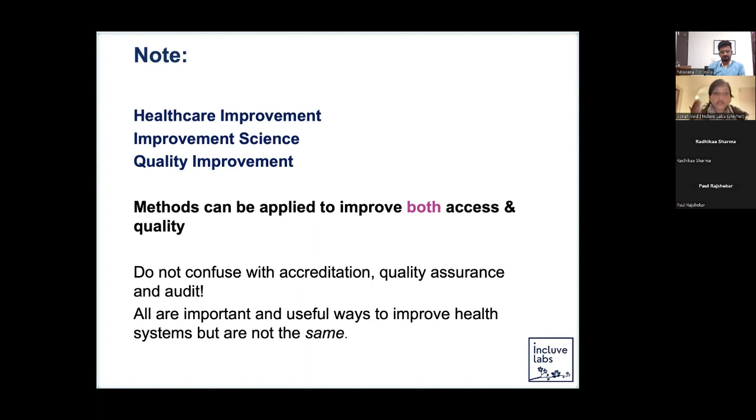They all have different roles. They are done in different ways. We can have another session to discuss what the differences are. Also, don't confuse quality improvement with research. There are differences there also, right? So this is where we are at.